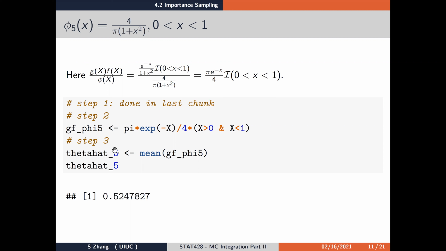And then in step 3, we take the sample mean of what is obtained from step 2. Again, the result is quite close to 0.52. So all 5 Monte Carlo estimators using different importance functions gave us approximately the same theta estimate. All of them are unbiased, so our question is, which one is more efficient?